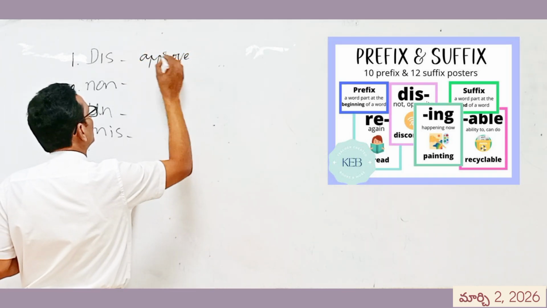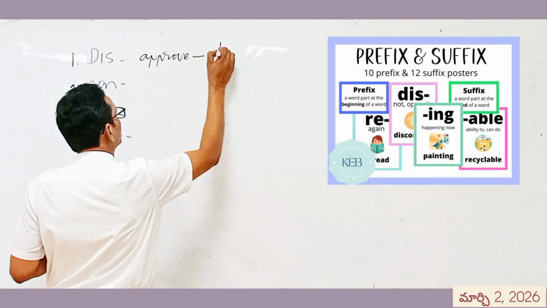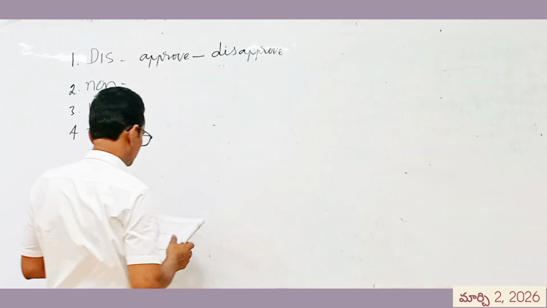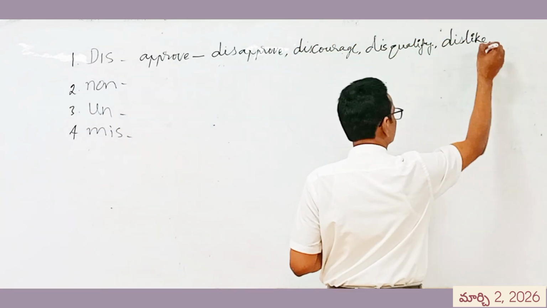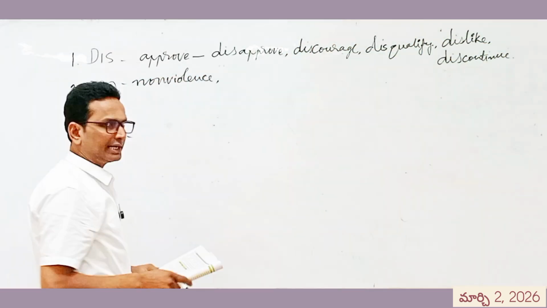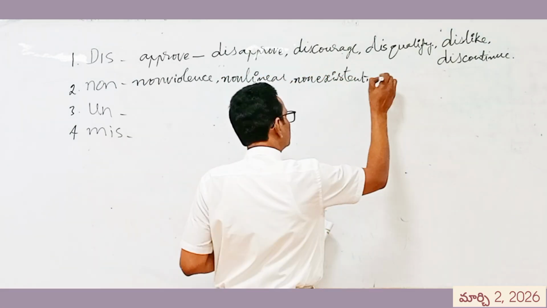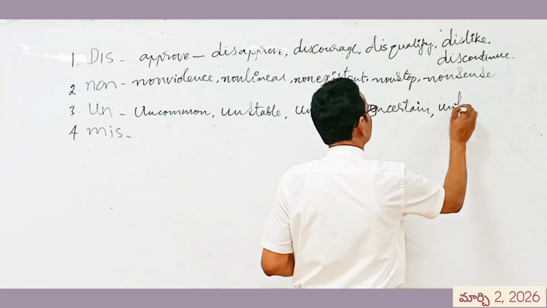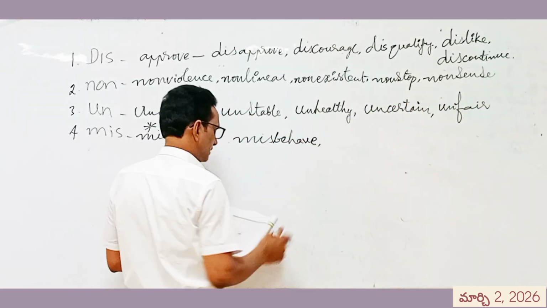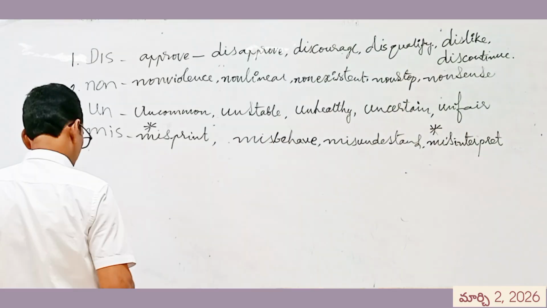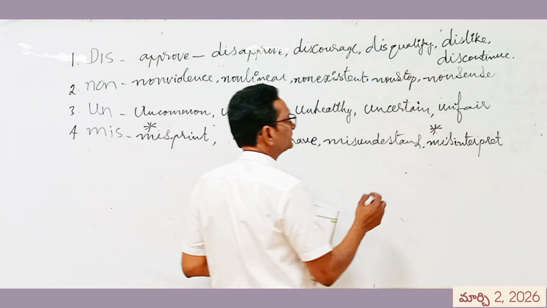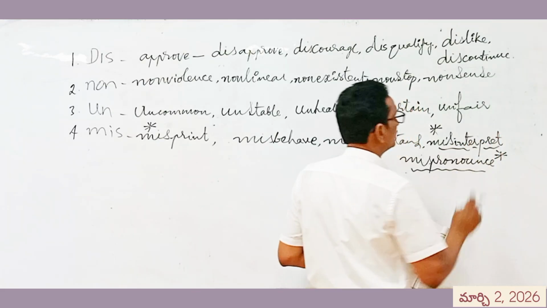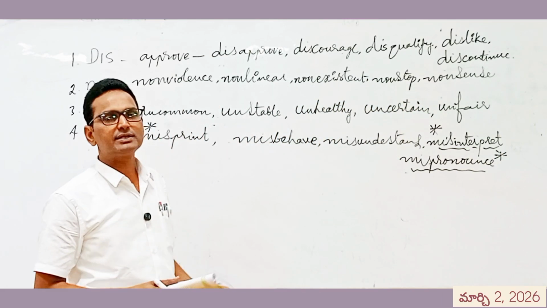Approve can be disapprove. Pronounce, mispronounce, the last word. Like this, we can make antonyms by using prefixes.